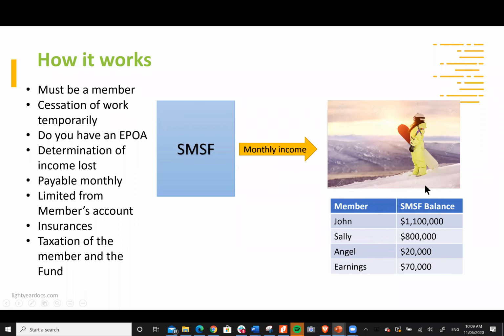She's currently snowboarding in winter, and she's not in Canada, she's in Colorado, sorry. But during summer, she does mountain bike tour guiding. So she's a bit of the adventurous type and is off overseas, so good luck. So these are the current balances of the fund. John's got 1.1 million, Sally's 800,000, Angel's 20,000, and the earnings of the fund currently are $70,000, but there are no reserves at this present point in time.